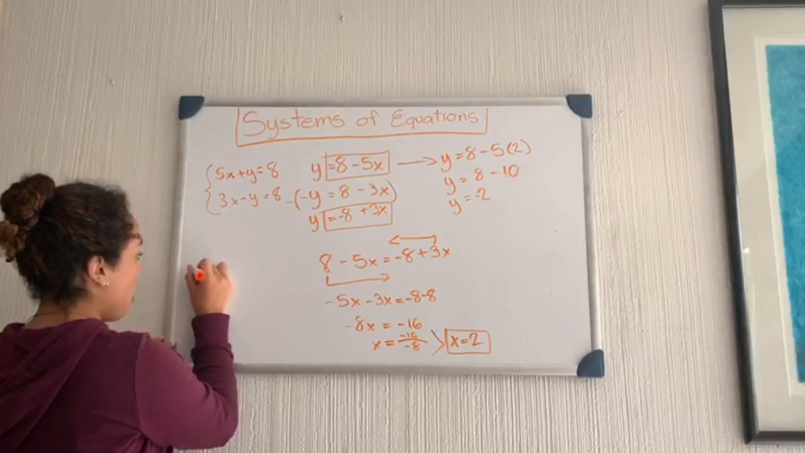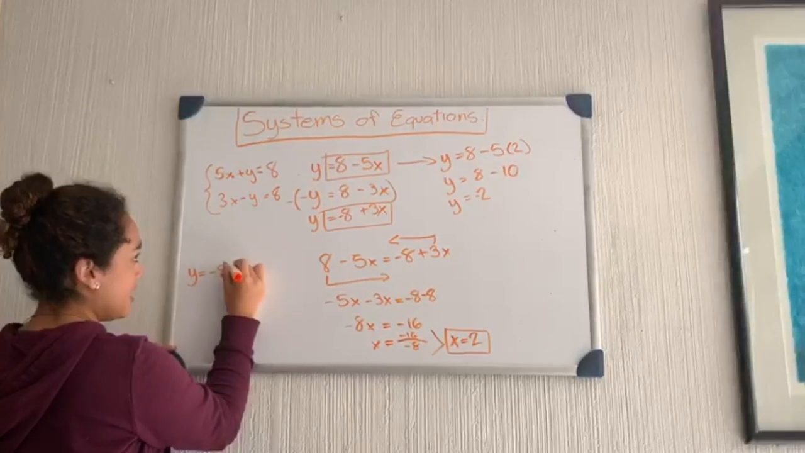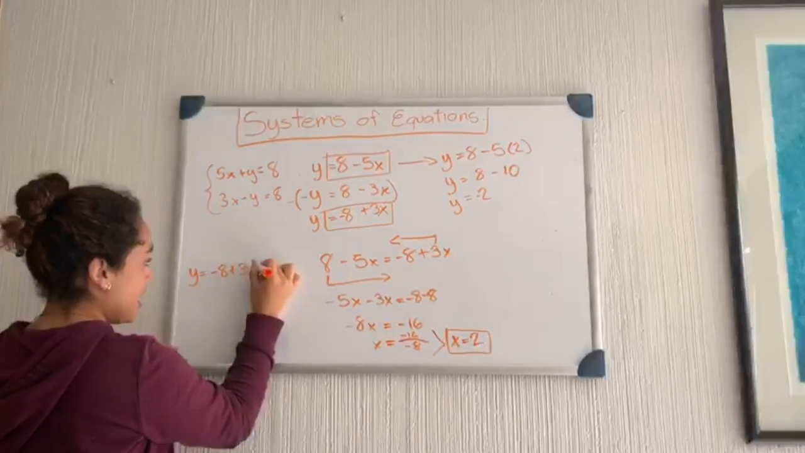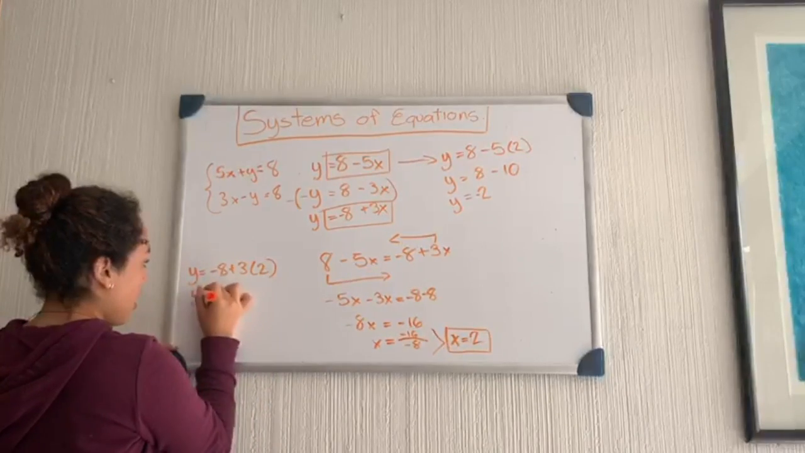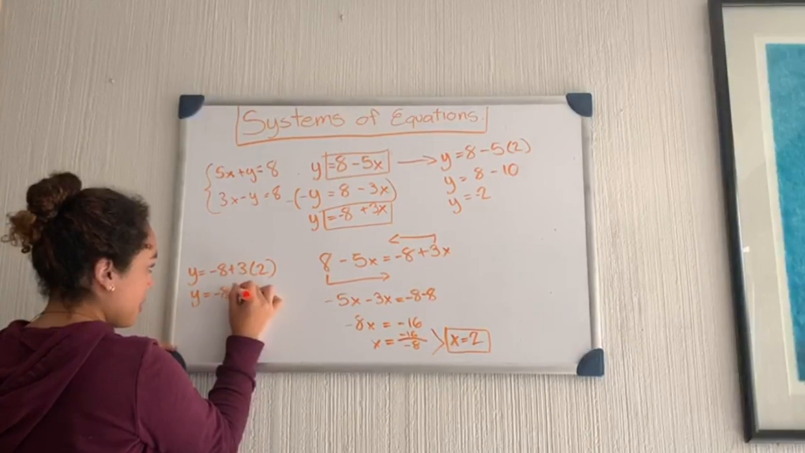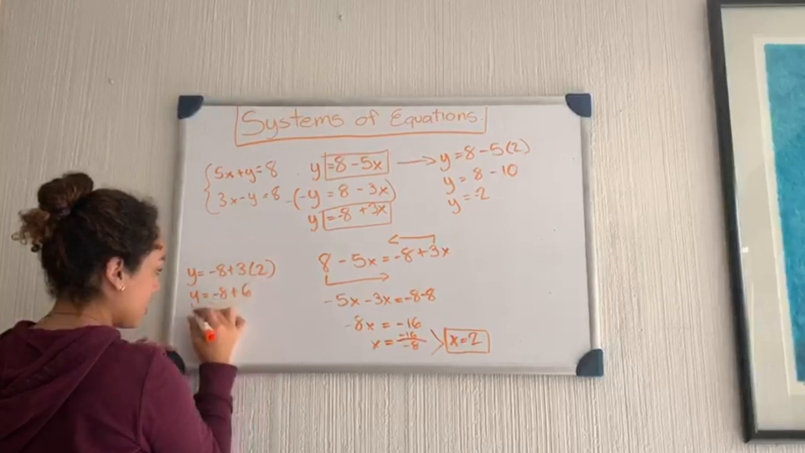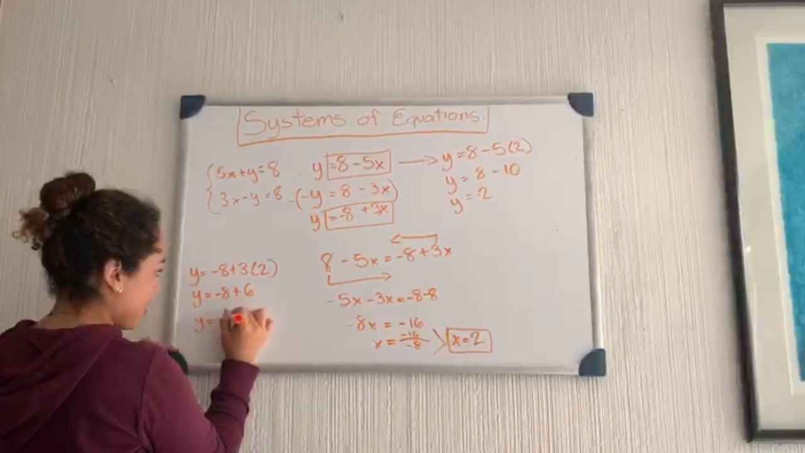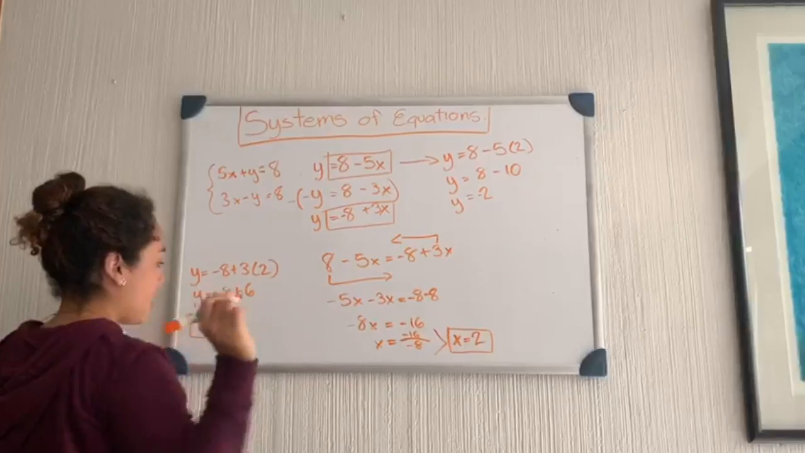To verify if it's correct, we plug it into this one also. So we have y equals minus 8 plus 3 times 2. y equals minus 8 plus 6. y equals minus 2. They are correct.